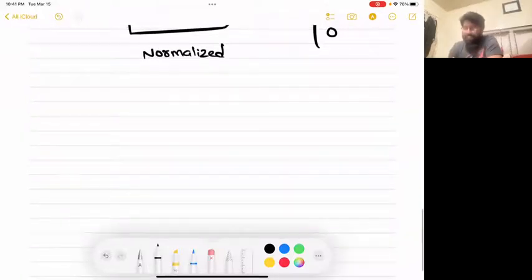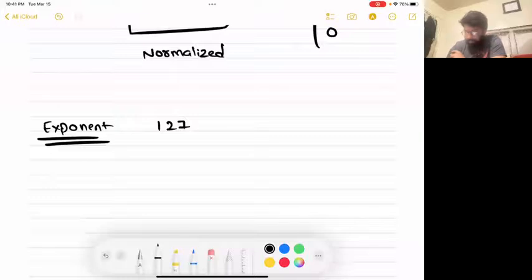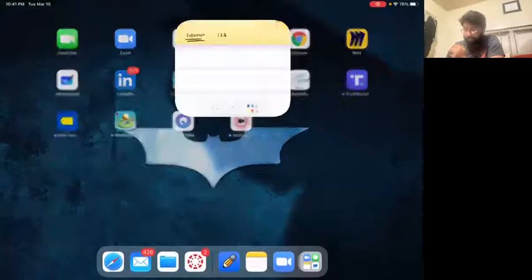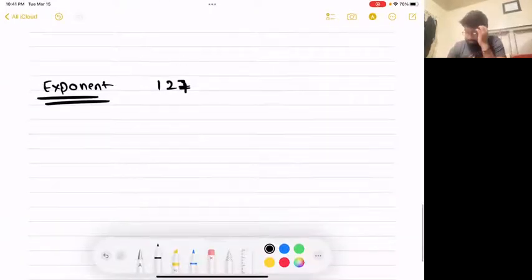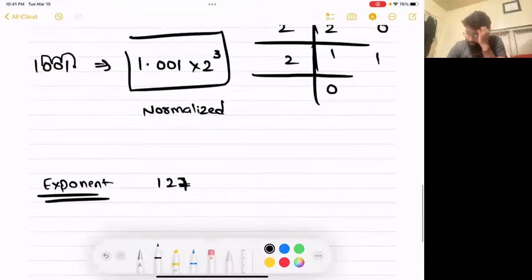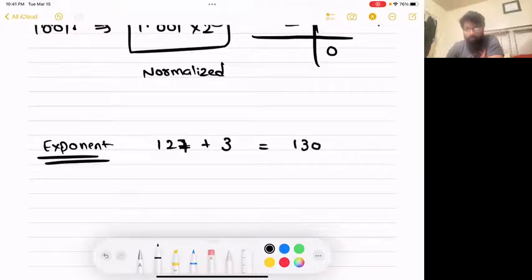So to find the exponent bit, we're gonna do 127, and again, I have no idea why it's 127. I know it's 127. That's it. And then we're gonna add 2 to the power of whatever that number is to that 127. 127 plus 3, that's 130.